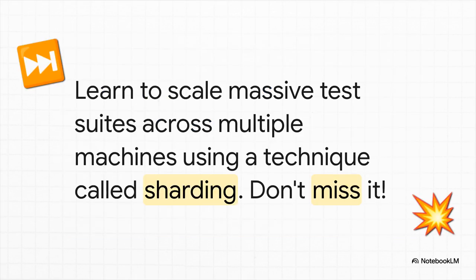So what's next? Well, once your test suite really starts to grow, even this slick, automated setup can start to feel a little slow. The next step is to go even faster by splitting your tests across multiple machines all at the same time. That technique is called sharding, and we're going to cover exactly how to do it in our next explainer. You are not going to want to miss that.